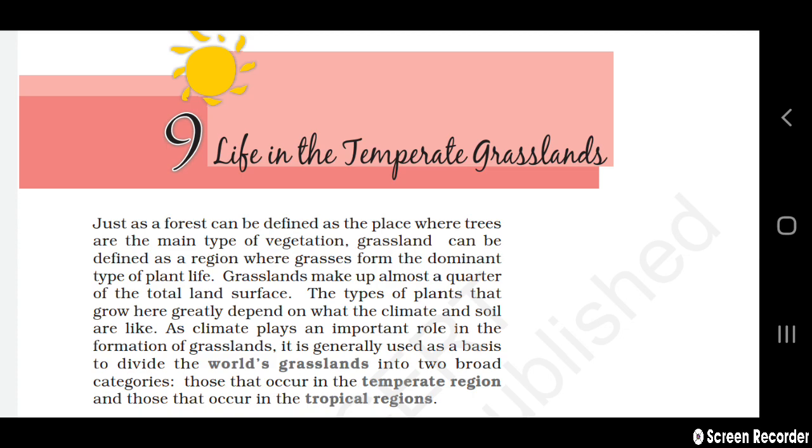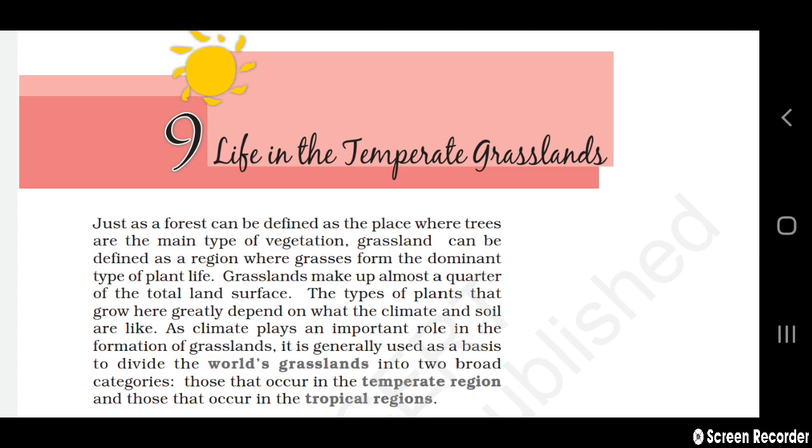The types of plants that grow here depend on the climate and the soil. The type of plants that grow on a grassland depends on the type of climate in that area, whether it gets huge rain or is humid. It also depends on the soil, whether it is black soil, fertile soil or unfertile soil.